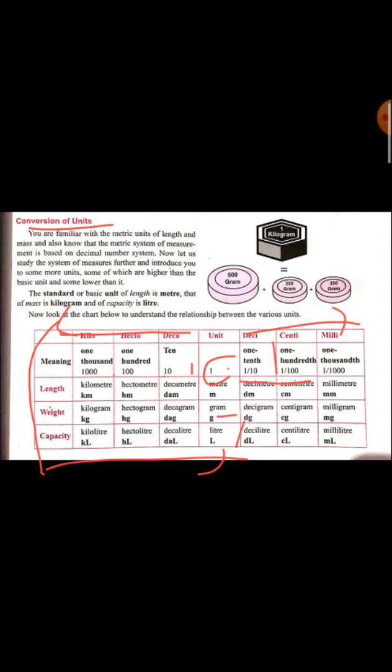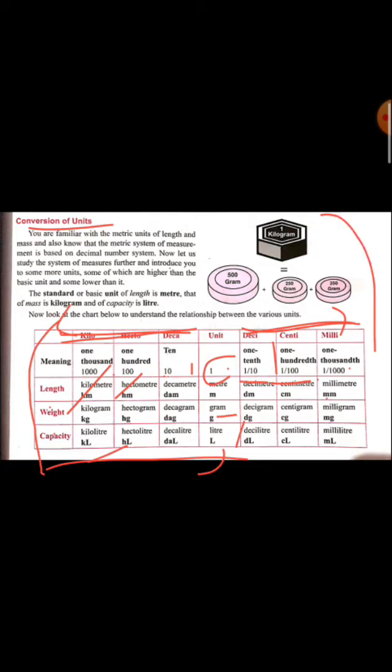Means on the left side the unit will be divided, and on the right side what will happen? Multiplied. 10, then 100, then 1000, then 10,000, then lakhs, and so on. Here it is upon 10, then 100, then 1000. In weight, that is kilogram, hectogram, decagram. In capacity, that is kiloliter, hectoliter, deciliter, and centiliter.